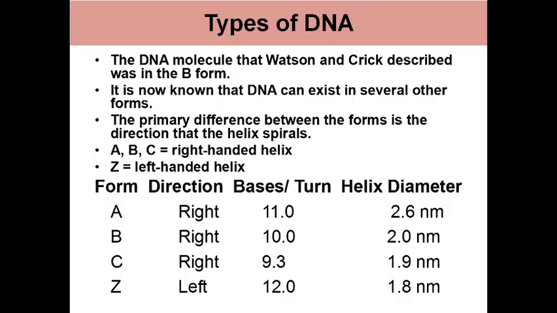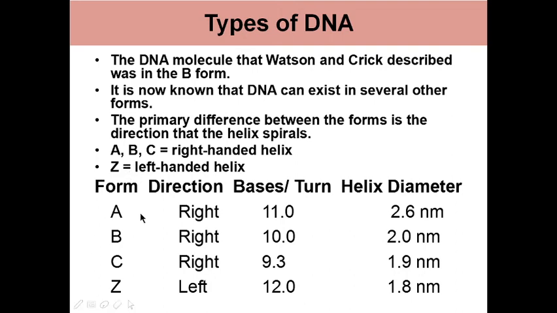Now we'll see the different types of DNA. The model proposed by Watson and Crick is called the B form. You all know the nature of B form. It is a right-handed anti-parallel double helical structure with 10 base pairs per turn. The diameter is found to be 20 angstrom or 2 nanometer. It has a wide major groove which is easily accessible to proteins. Base pairs are nearly perpendicular to the helix axis.